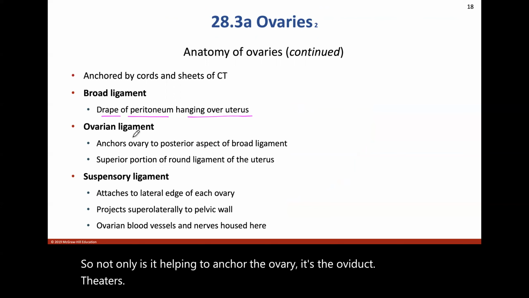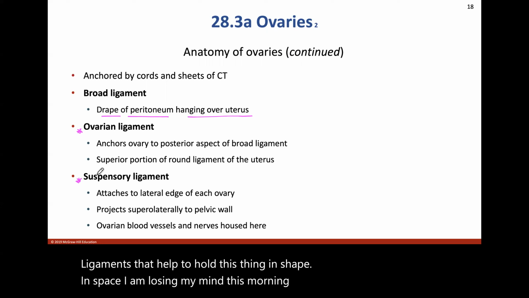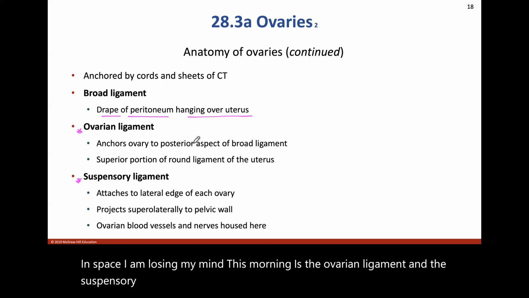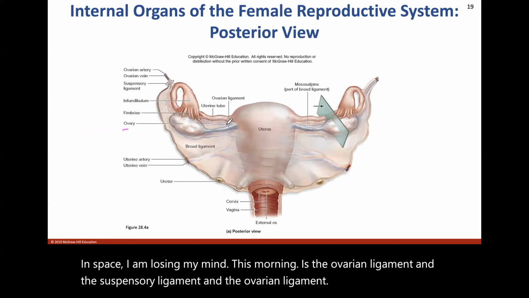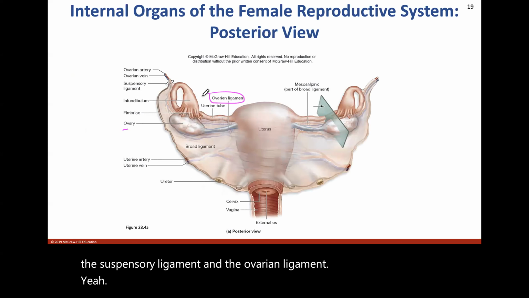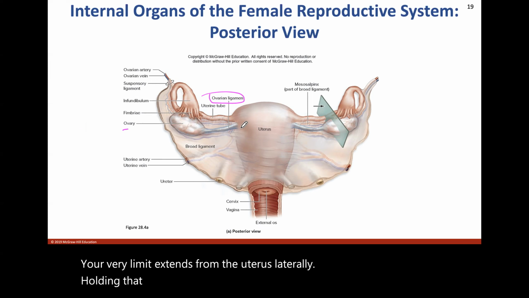The two major ligaments that help to hold this thing in shape in space are the ovarian ligament and the suspensory ligament. And the ovarian ligament, there it is right there. The ovarian ligament extends from the uterus laterally, holding that ovary in close proximity to it.